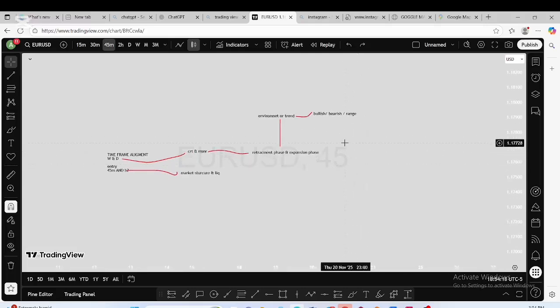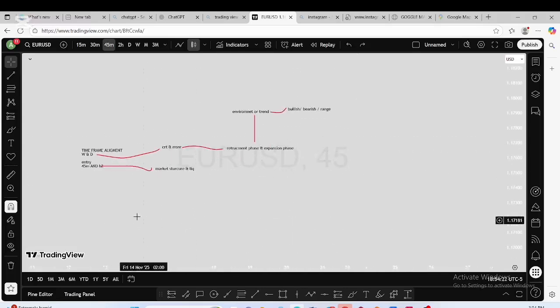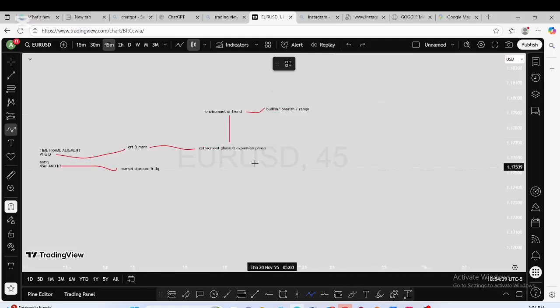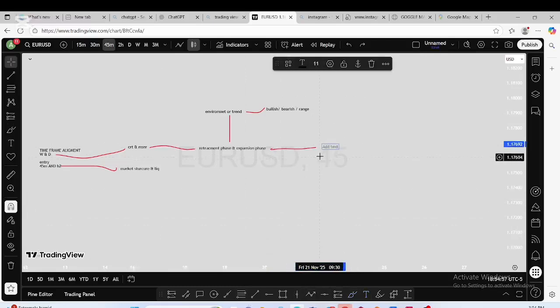So now, we all know what we call a bullish trend. We all know what we call a bearish trend. We all know what we call a ranging trend. So I'm not teaching that in this video. But retracement phases, and how do you know your retracement phase and expansion phase when you are in the weekly or daily time frame? I bet if you pay attention to this video very well, you will learn one or two things.